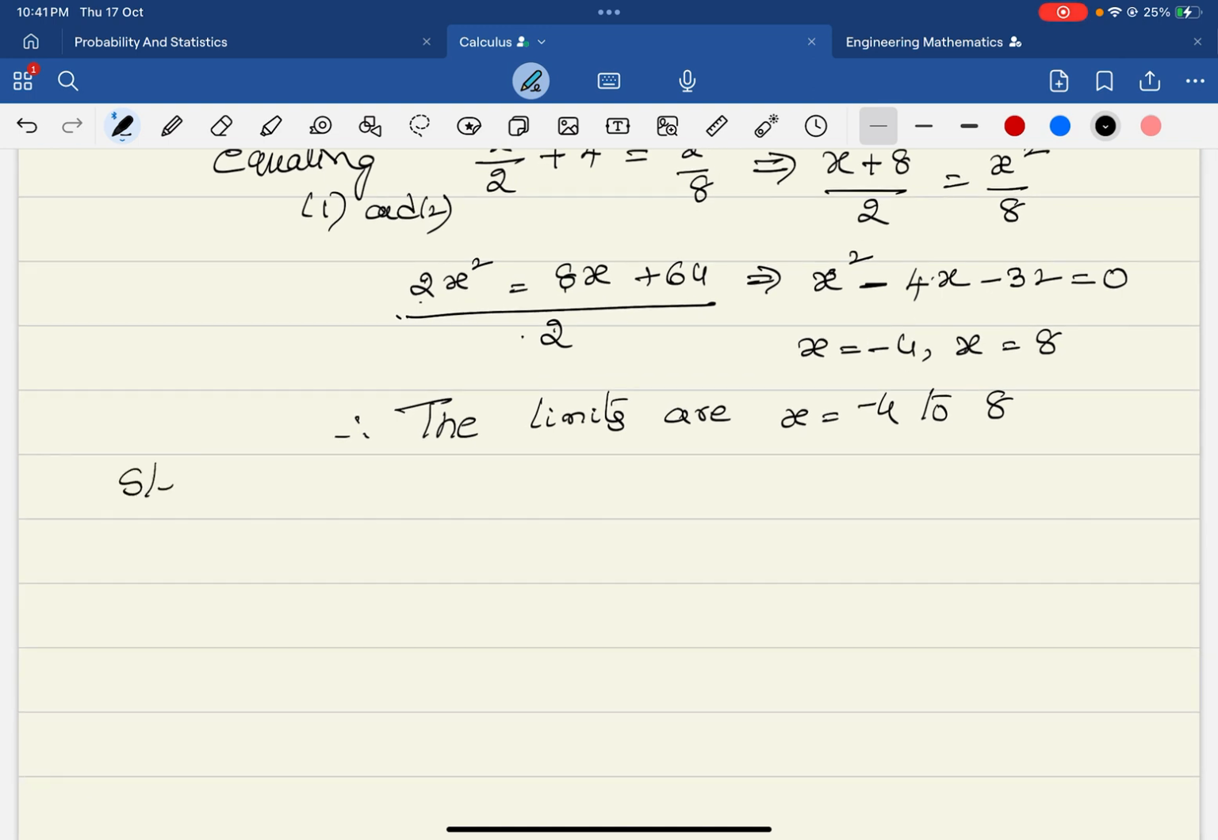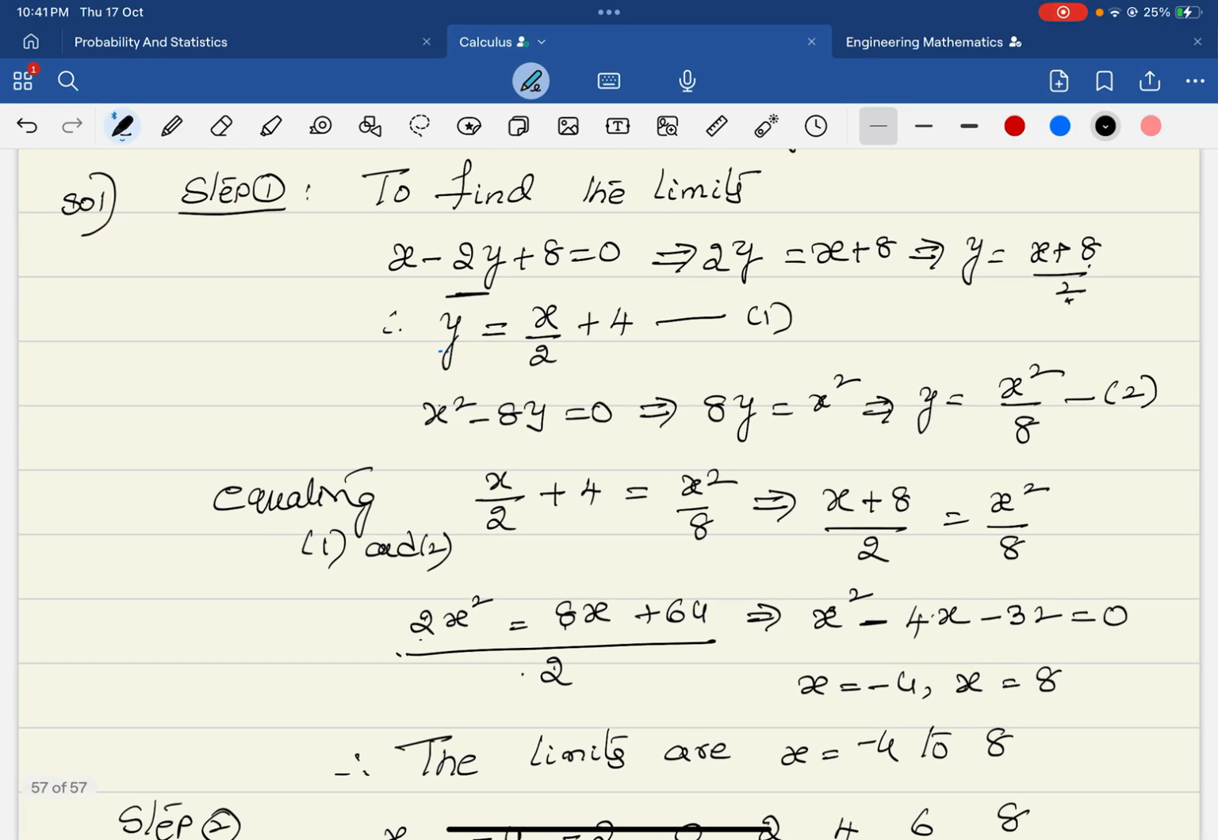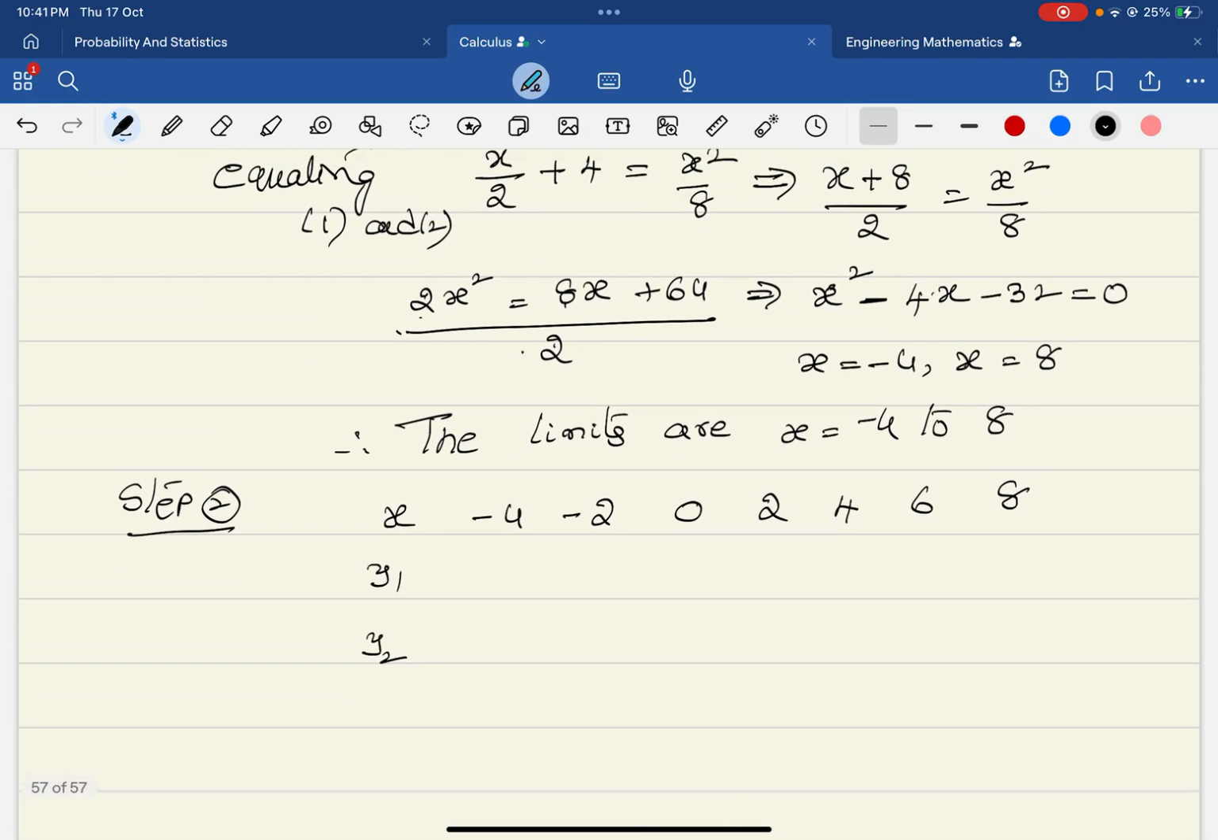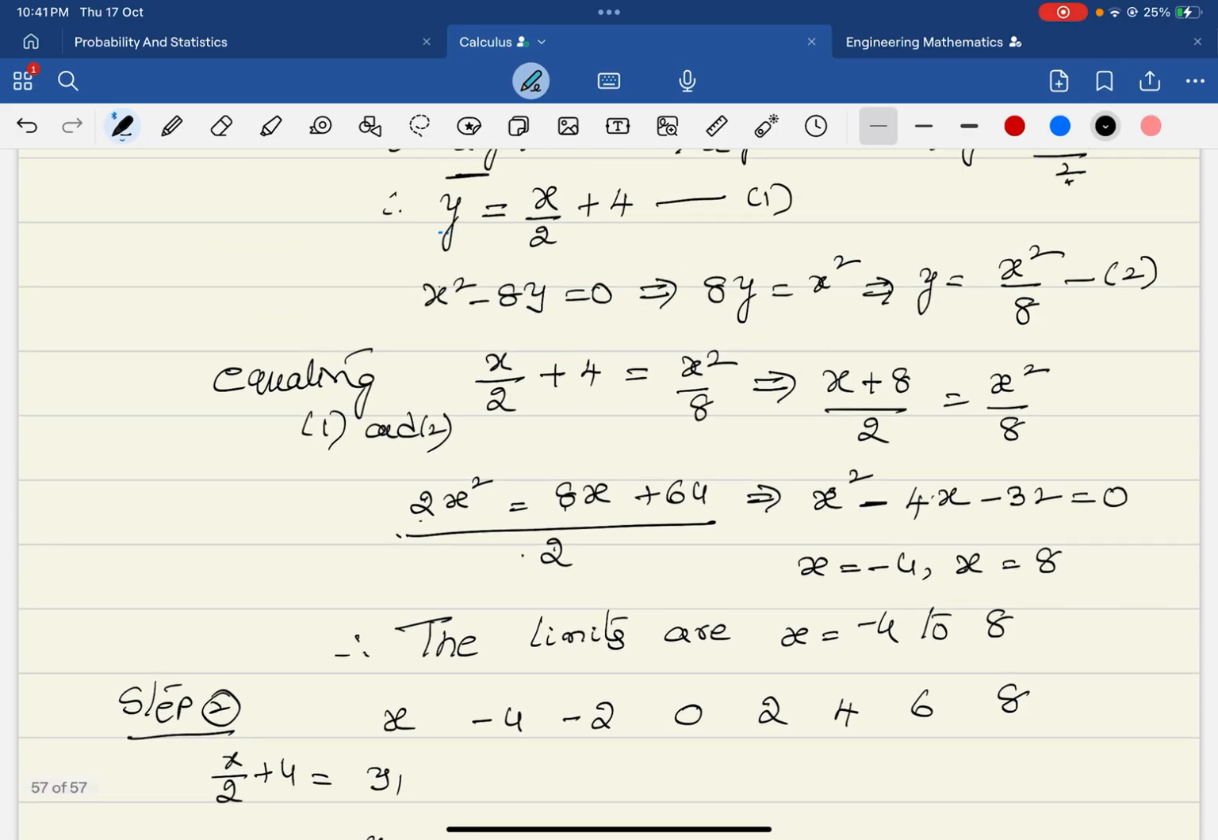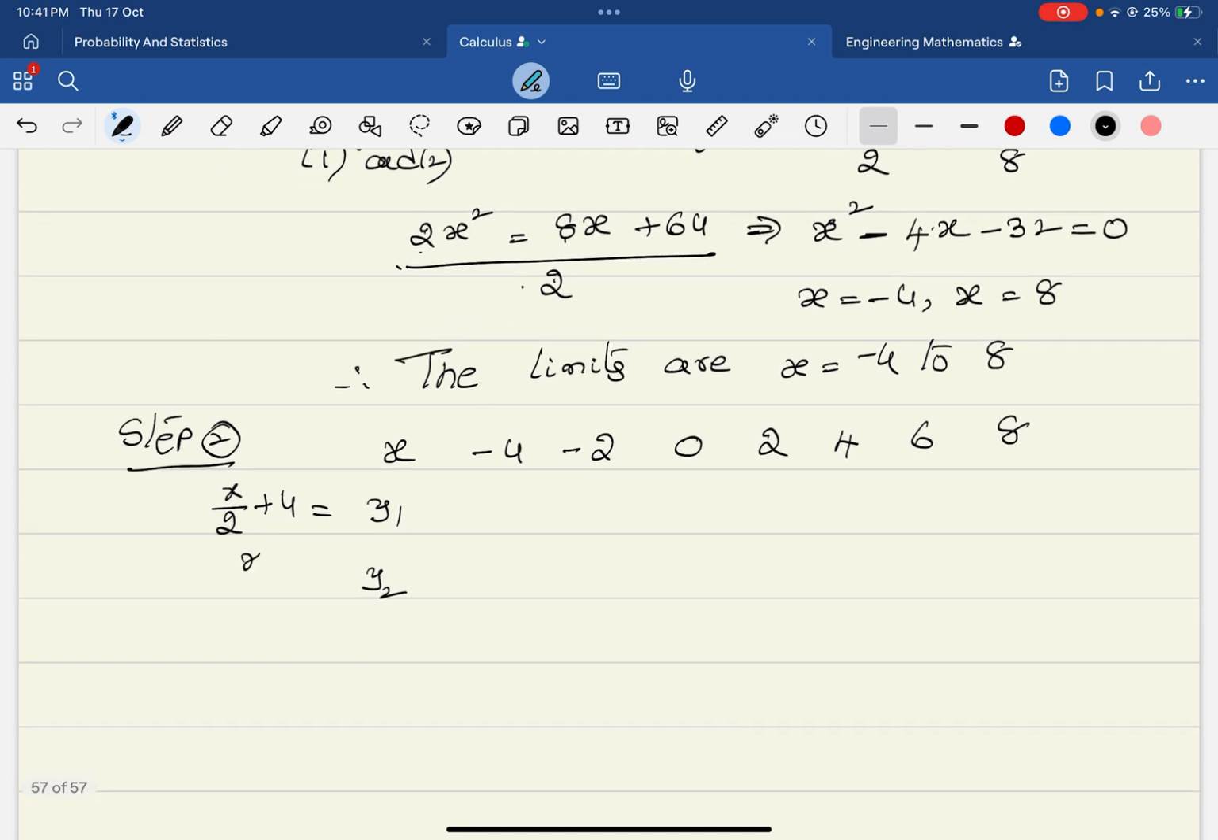Now step 2 is we are going to construct the table. What are the values of x? It is minus 4 and this is 8. We do not need many values actually. You can just put minus 4, minus 2, 0 and then 2 and then 4 and then 6 like that. Now what is y1 and what is y2? We got the equation 1 as x by 2 plus 4, correct? So y1 is x by 2 plus 4 and y2, the second equation, is x square by 8.